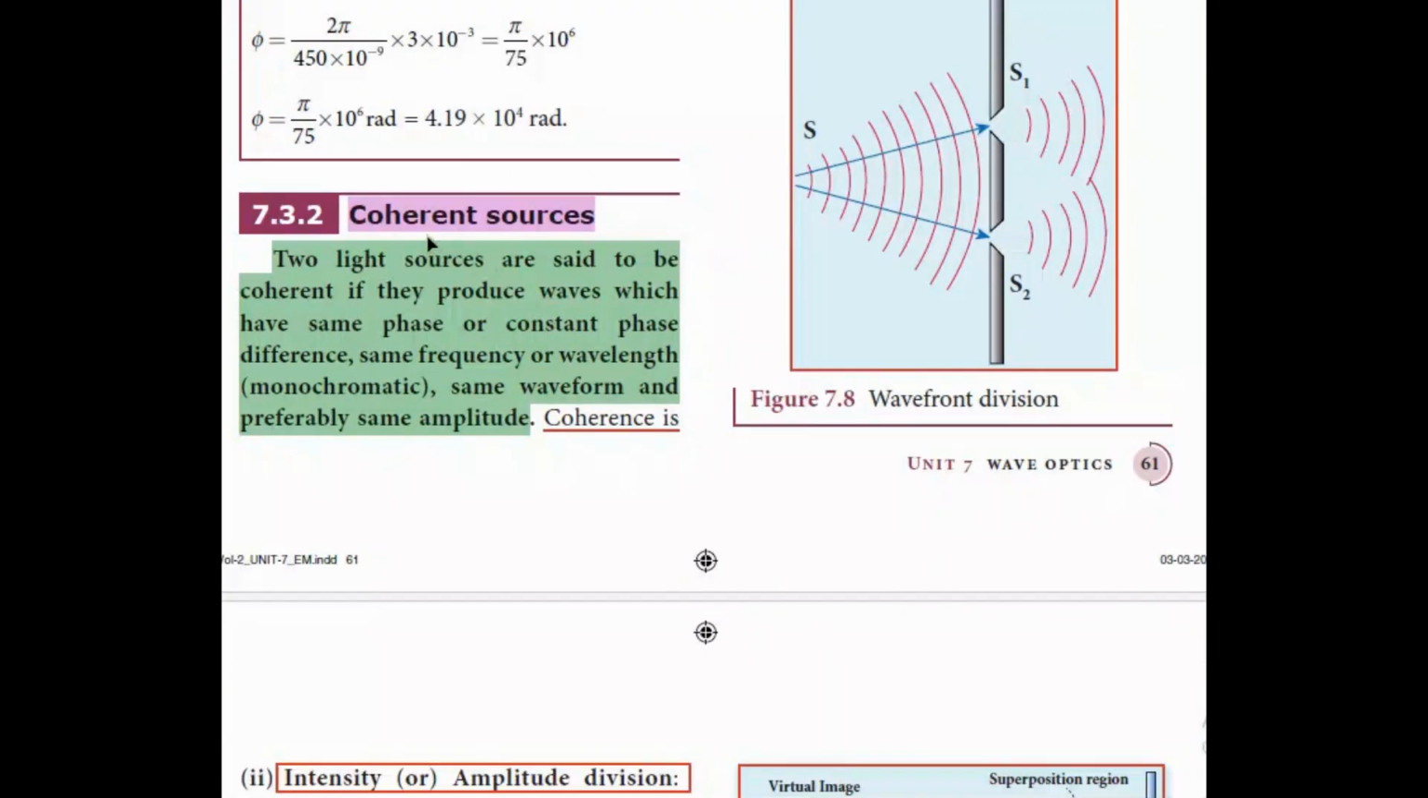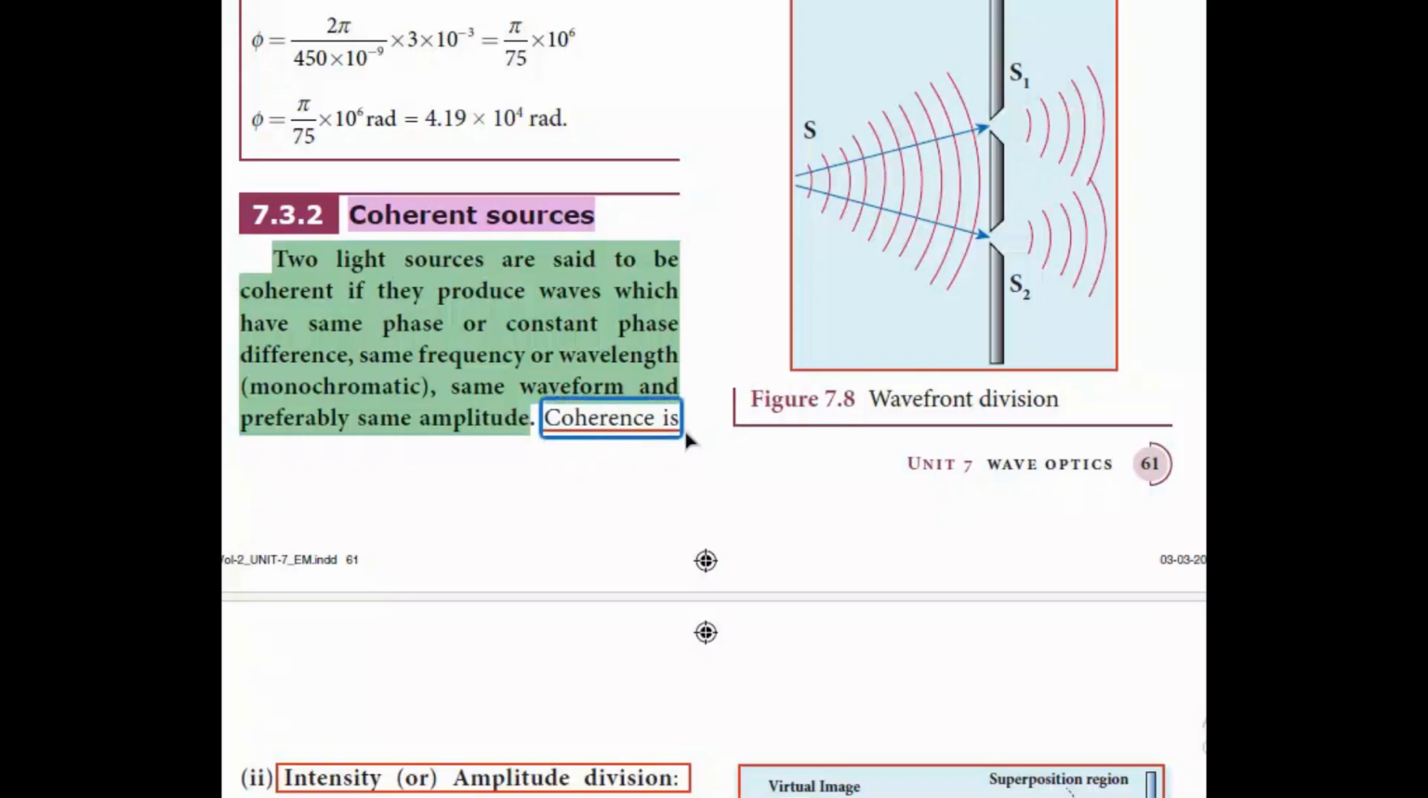Now let us study about the coherent sources. How can we say that two sources are coherent? The two light sources are said to be coherent if they produce waves which have the same phase or constant phase difference, same frequency or wavelength, monochromatic, and same waveform, and preferably same amplitude.